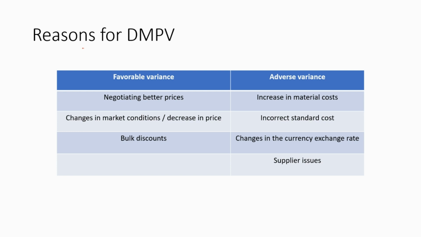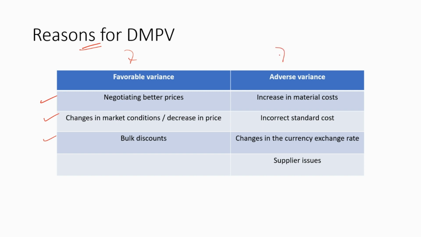Now let's discuss the reasons for direct material price variances. Favorable variances: negotiating better prices. This means the purchasing manager has been able to negotiate better prices for the raw materials. This means the actual raw material prices are lower than the budgeted raw material prices. Changes in market condition, which means a decrease in price. Bulk discounts. When businesses buy a large number of units at once, they will receive a bulk discount. This will decrease the price per raw material.